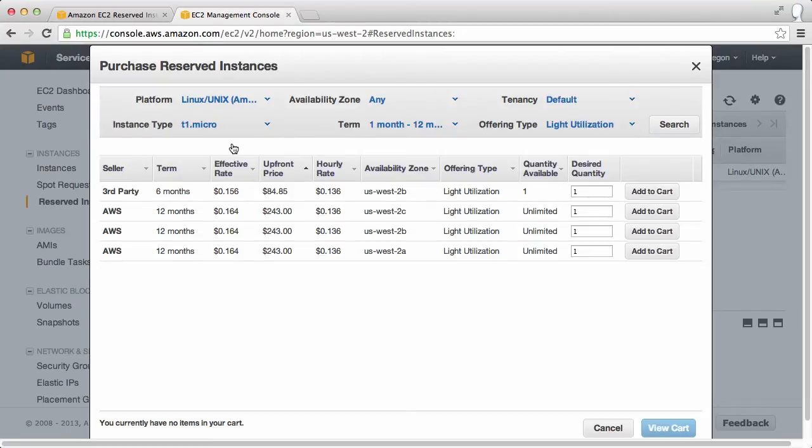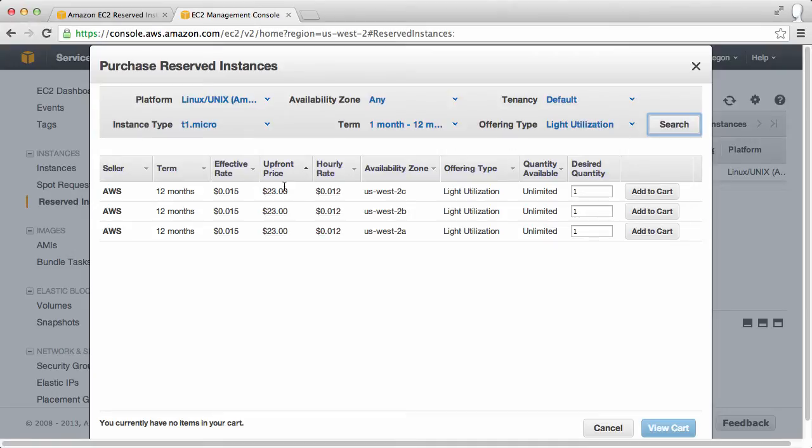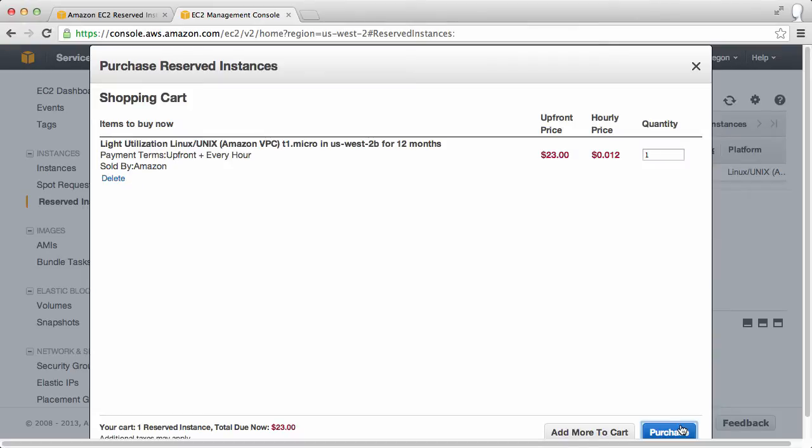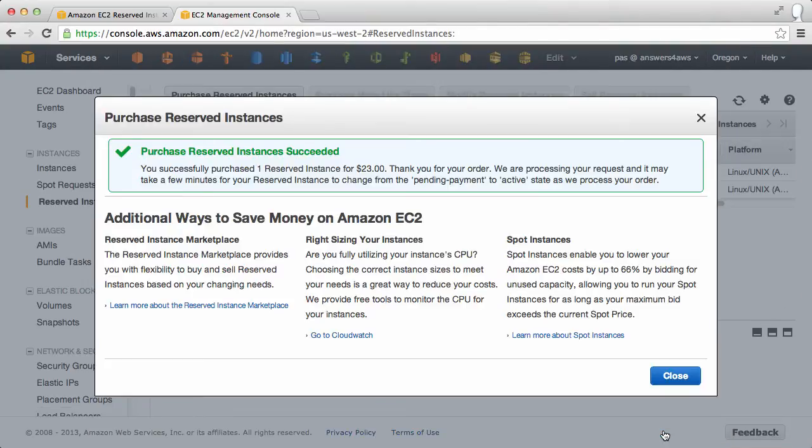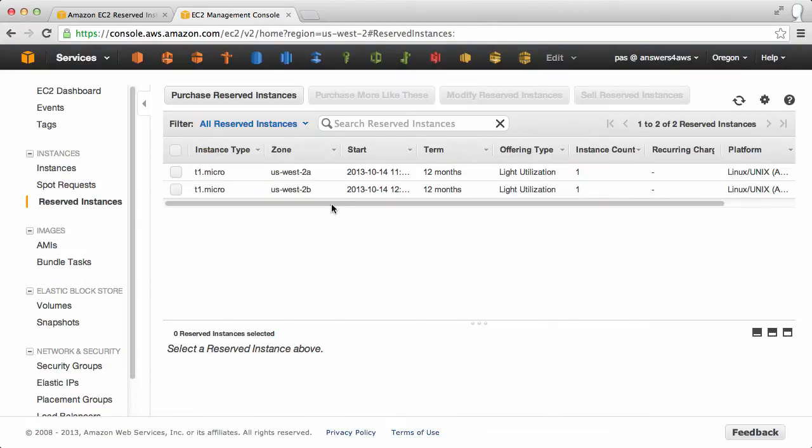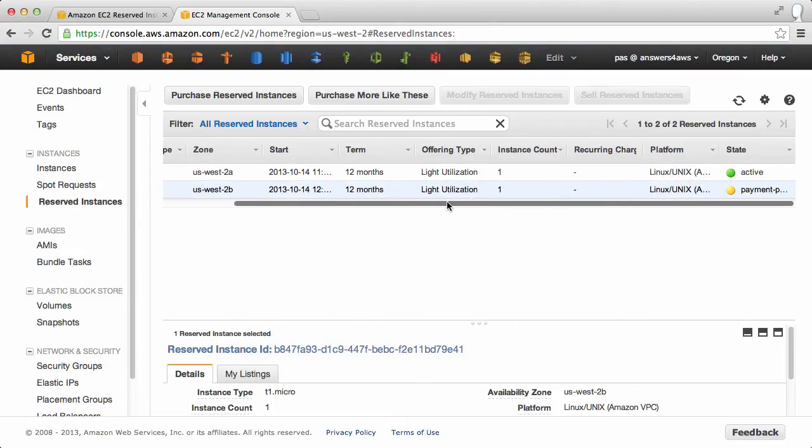Now I tend to use a lot of T1 micros for my demos, so let's have a look at that. Here is one for $23 upfront, which gives me 1.2 cents per hour. Let's add that to the cart. Take a look, confirm everything is correct. Yes, that looks like what I want. One purchase. Great, now I am able to take advantage of reserved instance prices at the end of the month. You can see here that the payment is pending, and that'll be pending for about 30 minutes or less, assuming your credit card is active.